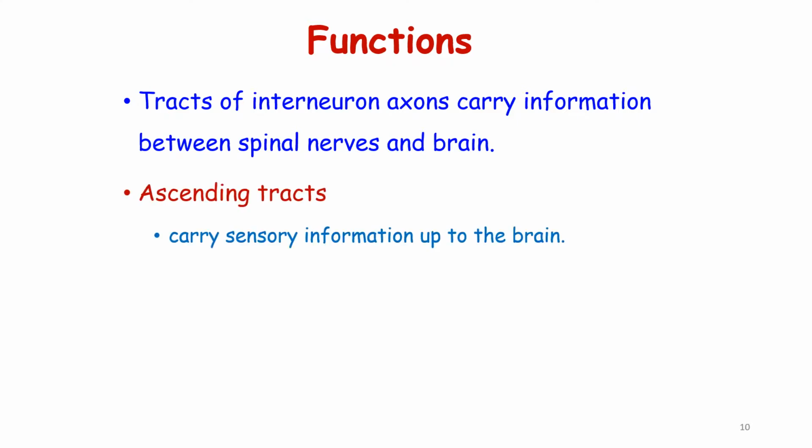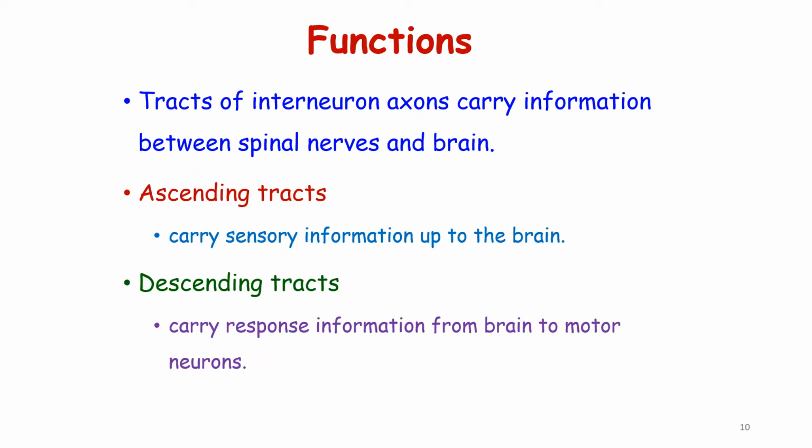Ascending tracts, nerve fibers climb up to connect spinal cord with the brain. It carries sensory information up to the brain. Descending tracts, nerve fibers climb down to connect brain with spinal cord. It carries response information from the brain to the motor neurons. The spinal cord functions as the link between the brain and the nerves in our body.